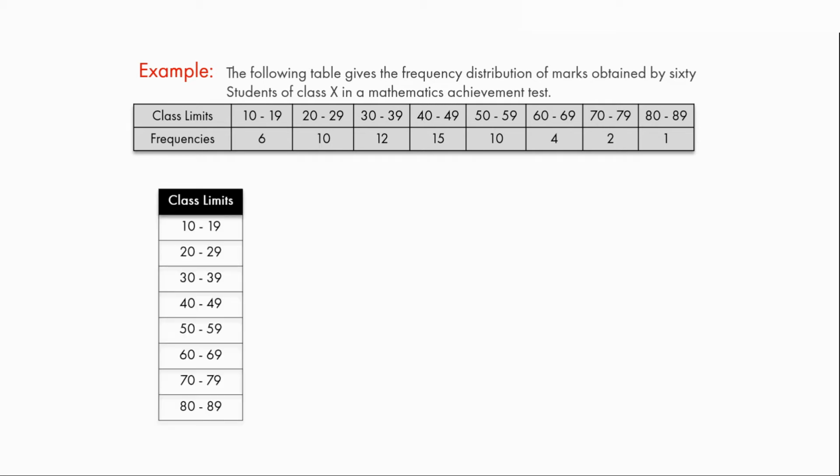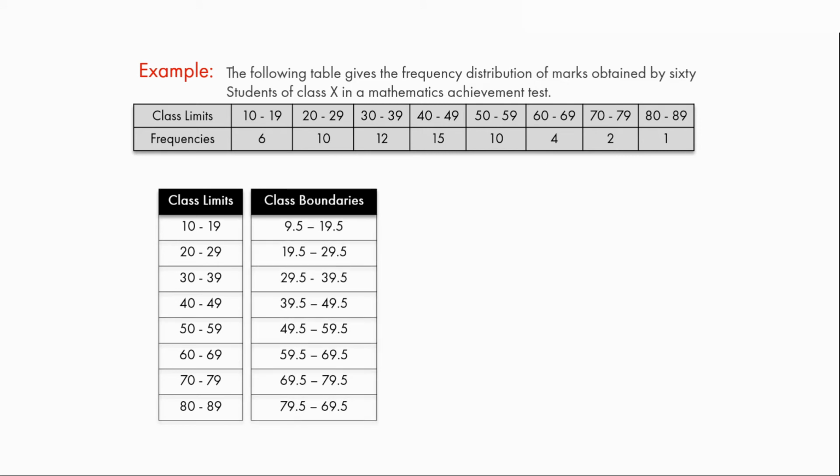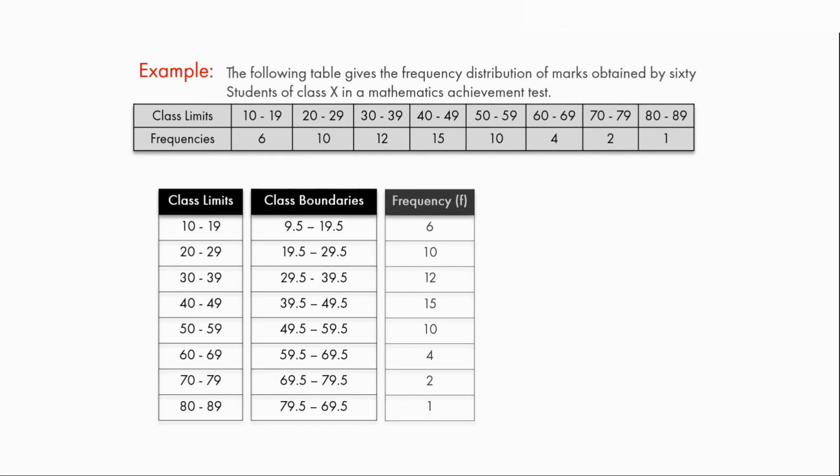Now see that class limits are not continuous. So to make it continuous, we can write their corresponding class boundaries. After that, we write the given frequencies. Here the class limits are arranged in ascending order.